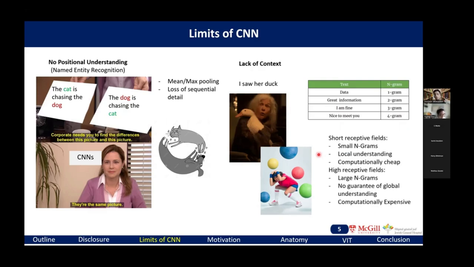When people use small n-grams to train convolutional neural networks for text, they have a good local understanding and they're computationally cheap, but they lack the bigger context. If you increase the number of n-grams, then you have no guarantee of global understanding. It's unclear what the model will pay attention to, and it becomes computationally expensive to handle these longer n-grams down the line because you're applying convolutions on these n-grams and their size grows. So these are the two limits of convolutional neural networks with respect to text.